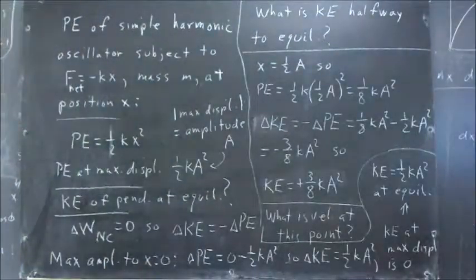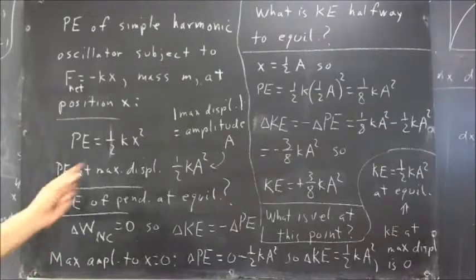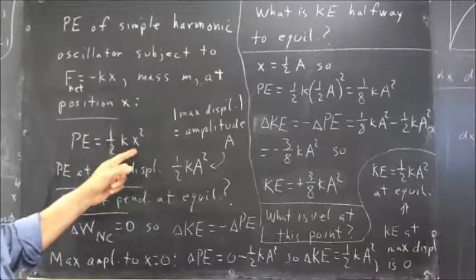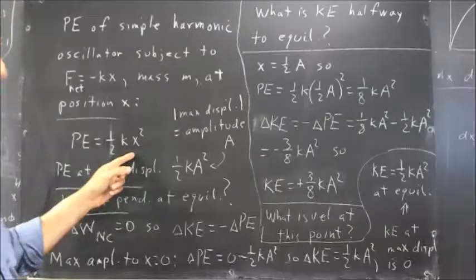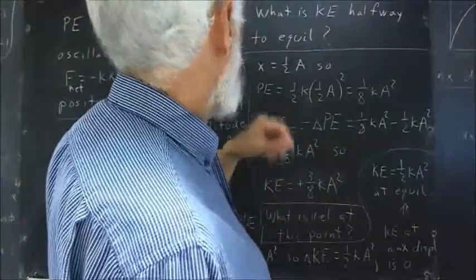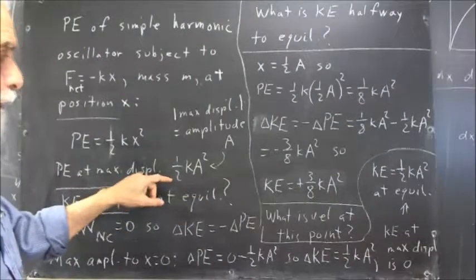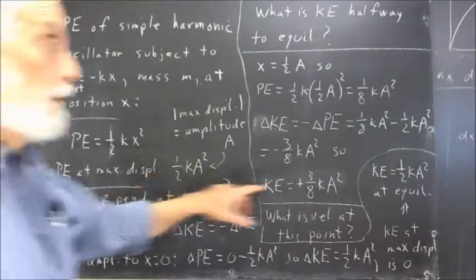I commented in class that you could have figured that out by simple proportionality. The potential energy is proportional to x squared. So if x becomes half of what it was, x squared is going to become 1/4 of what it was, so that the potential energy would be 1/4 of the maximum, or 1/4 of this, which is 1/8 Ka squared.